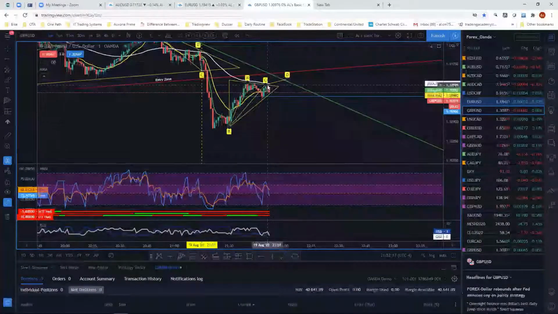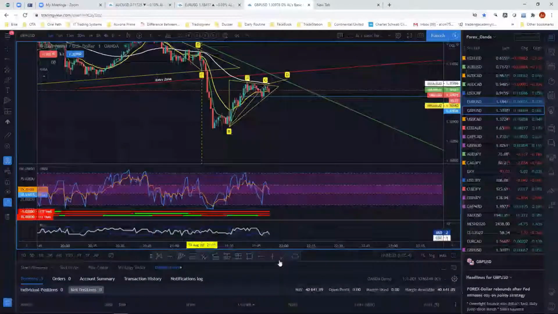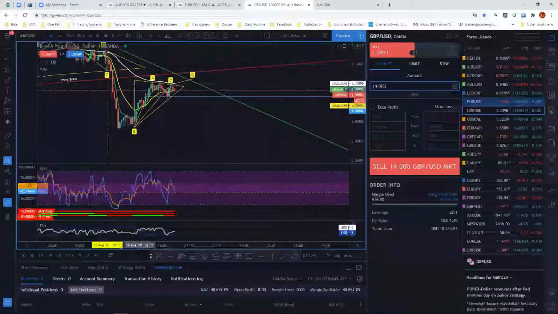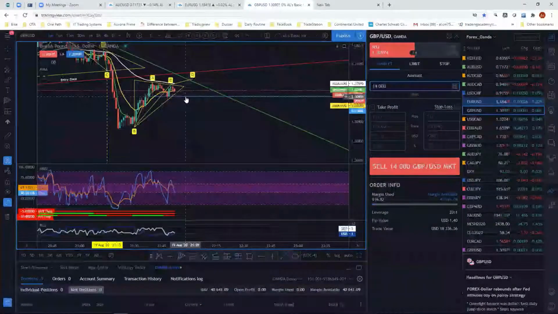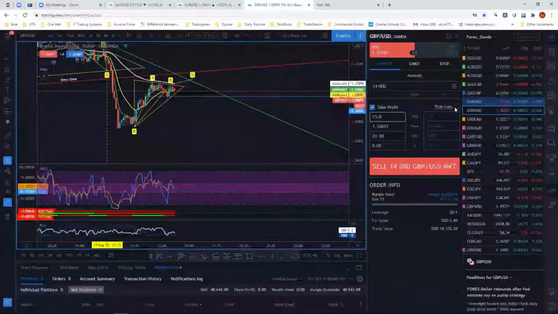We have all of our moving averages correct. We have the hook on the RSI. We have three whole moving averages that are working out. So I'm going to go ahead and take this thing short after I see a break and close below the blue line. I'm just going to get everything set up and get ready to do this.